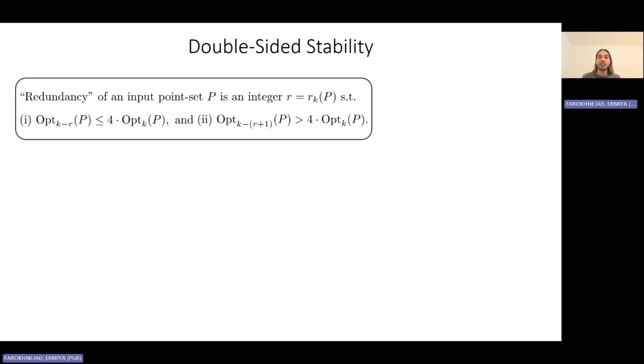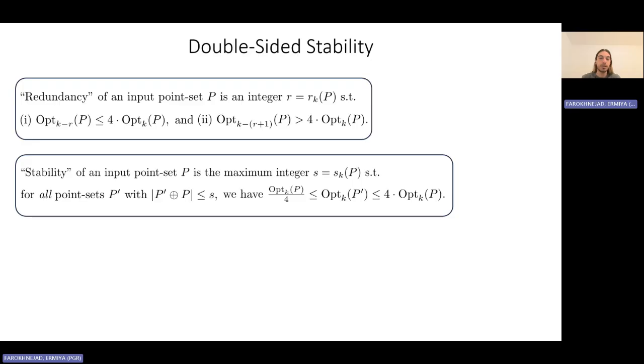Well, in order to bypass the first challenge, where the value of opt can change, we use a new lemma, which is called the double-sided stability lemma. I defined the redundancy in previous slides. Now I define a new notion, which is called stability. What is the stability of point set P? It's the maximum integer s, such that no matter how you change the space by s many points, the value of opt k does not change by more than a factor of, let's say, 4, by more than a constant factor.